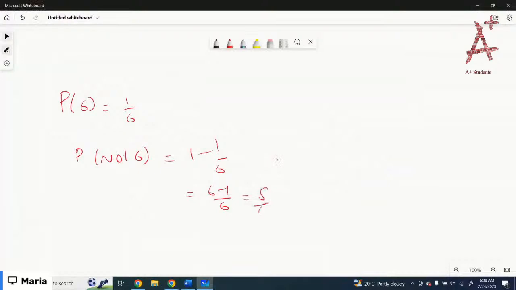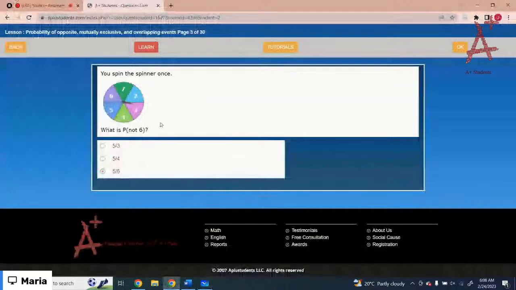6 minus 1 is 5. It is 5 over 6. Got it? So the probability of not 6 is 5 over 6.